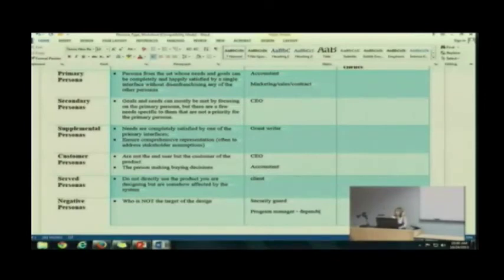Okay, so with negative personas, it's who is not the target of the design. So it could be like the security guard, because nonprofits usually don't hire security guards, even if they're in a building. You know, the building owner is the one who hires the security guard. Or even, you know, the janitor.